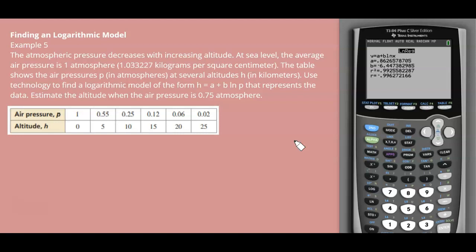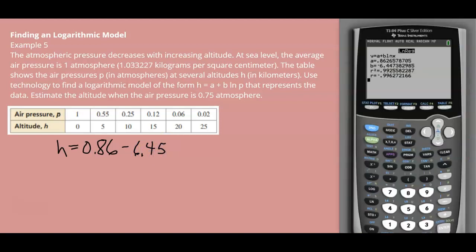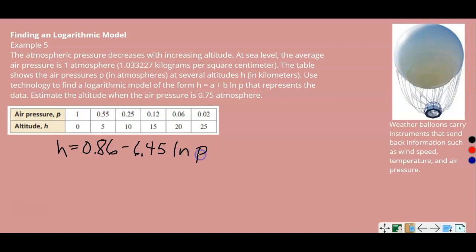All right, so a is 0.86 and b is negative 6.45. All right, so if I want to write that down, I'm going to have h equals 0.86. That was my a value again. And then my b was negative 6.45. Again, if you want to look at that, make sure I've got that right. Looks okay. And that's going to be ln and then p.